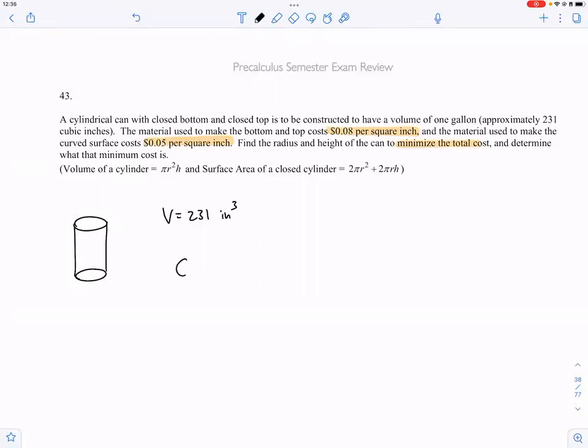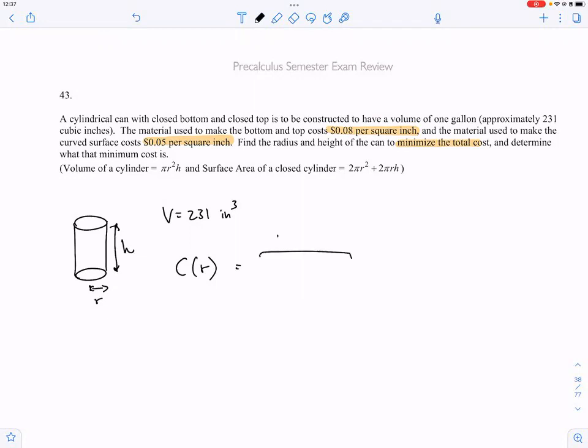In this case, I will use capital C for cost, and I'm going to use R for radius. Okay, so this can, we have a radius R and the height H. Now what's the cost? We have the cost of the top and bottom, and also the cost of the side.